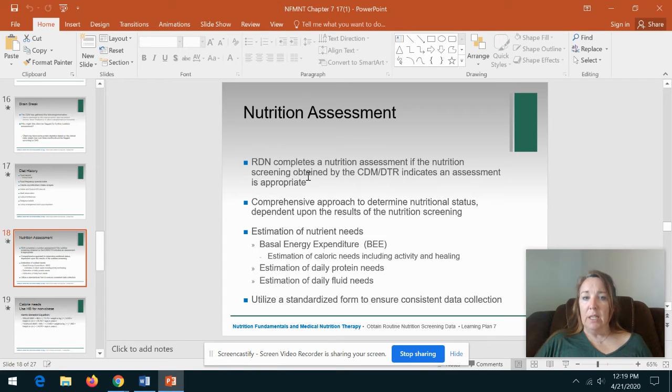So once that individual has been screened and their information is collected from the medical record and from the subjective interview with the patient, then we're going to start to do some more math. So we have an estimation of nutrient needs or the basal energy expenditure. We'll figure out their daily protein needs, which you all have been practicing, and their daily fluid needs, which you all have been practicing.